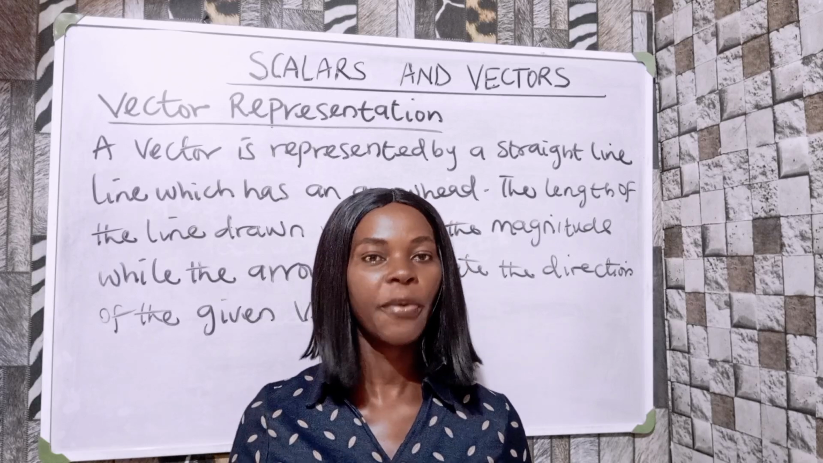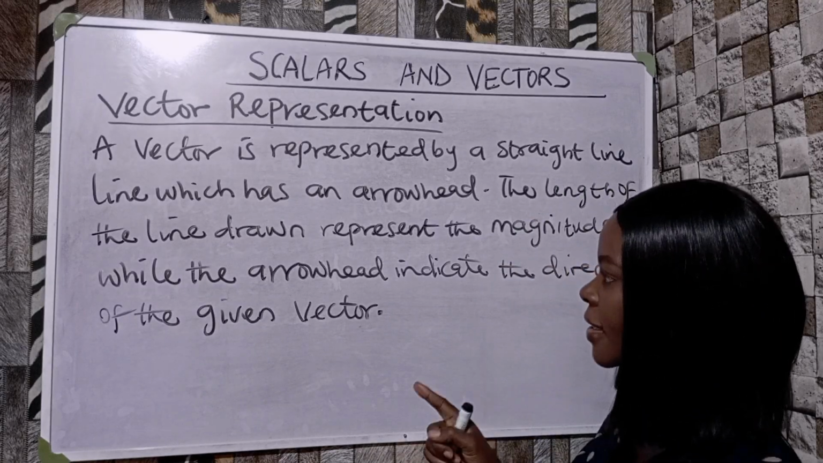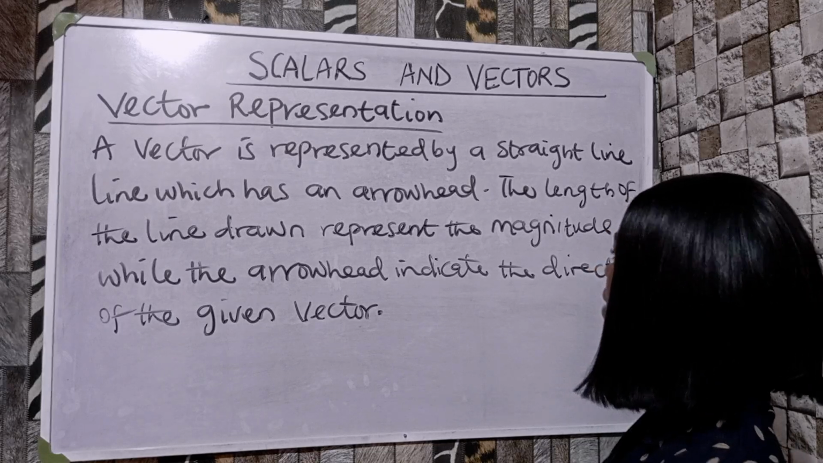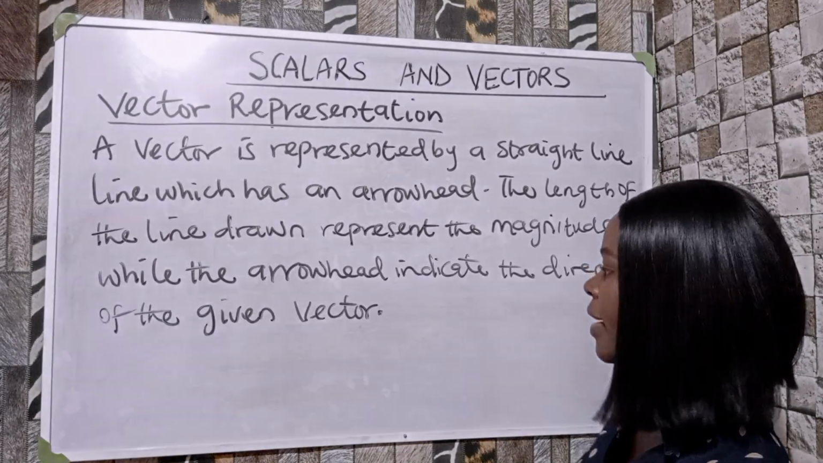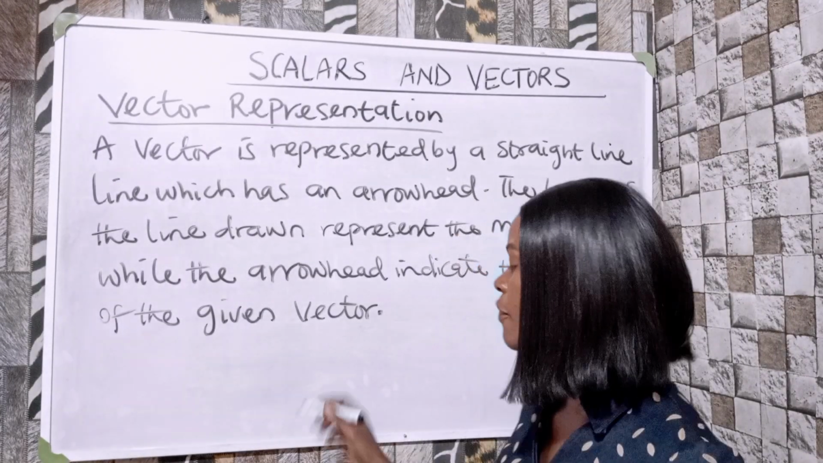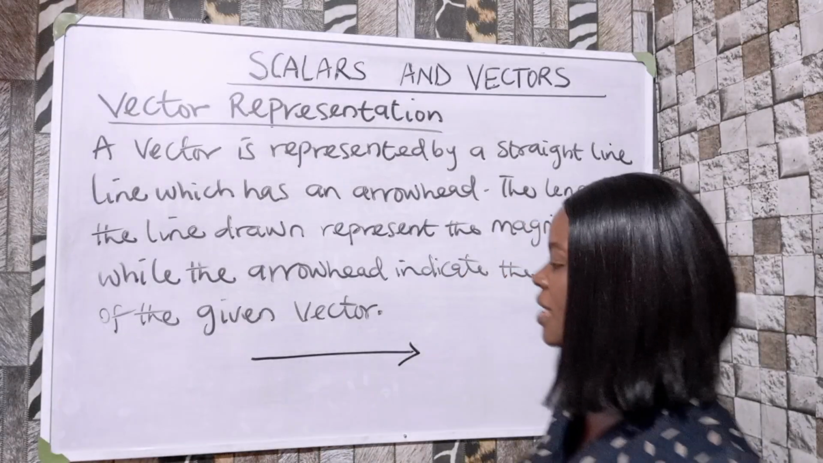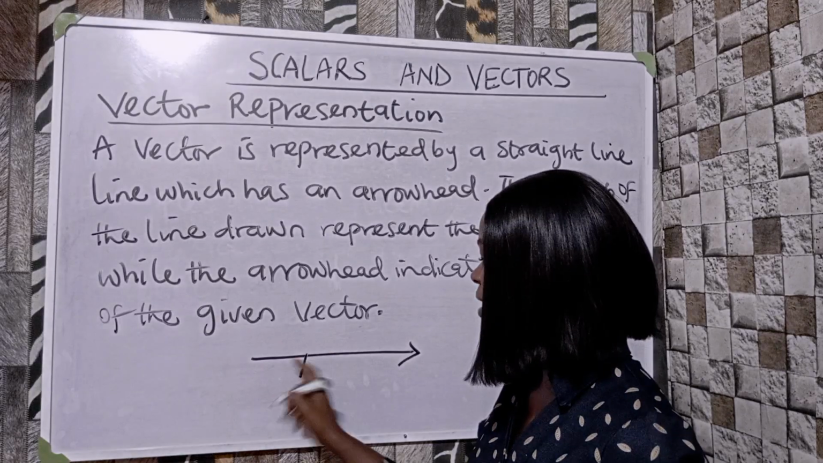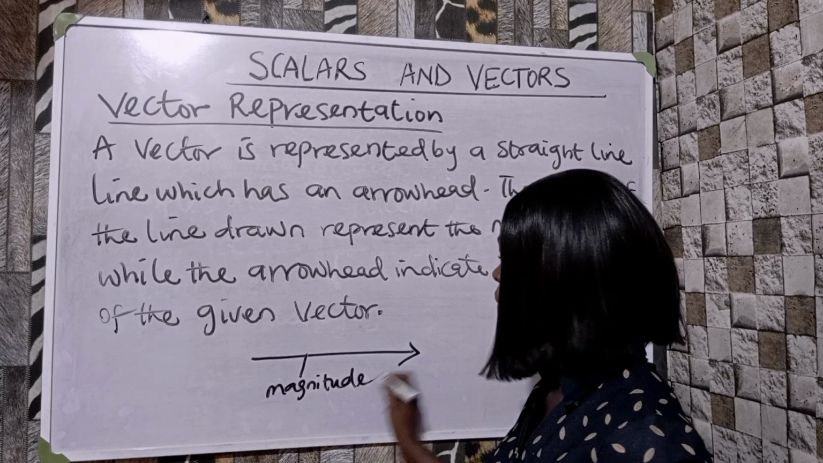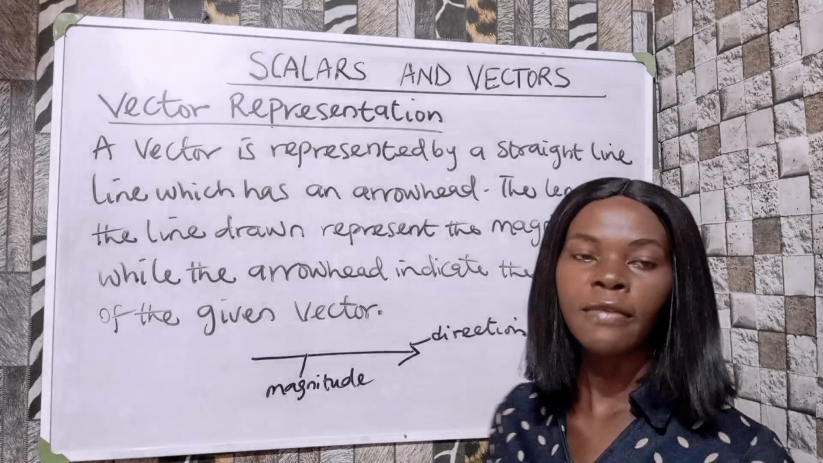How can we represent a vector? So let's look at vector representation. A vector is represented by a straight line which has an arrowhead. The length of the line drawn represents the magnitude, while the arrowhead indicates the direction of the given vector. What are they trying to say? If you see a straight line that has an arrowhead, that means that is a vector. The length of the line represents the magnitude, while the arrowhead indicates the direction of the given vector.